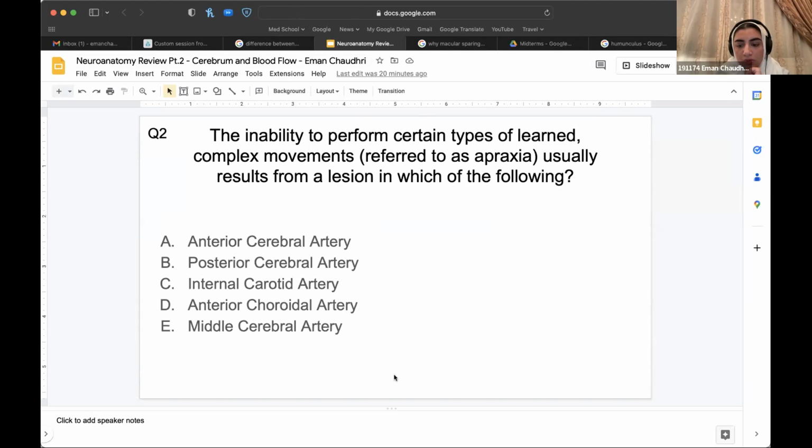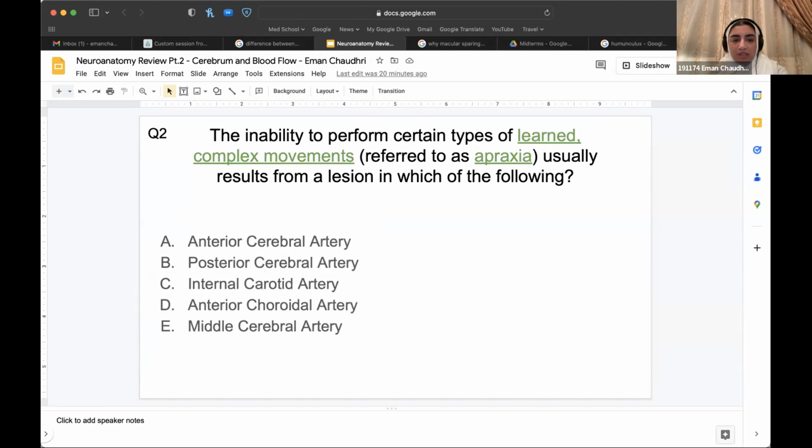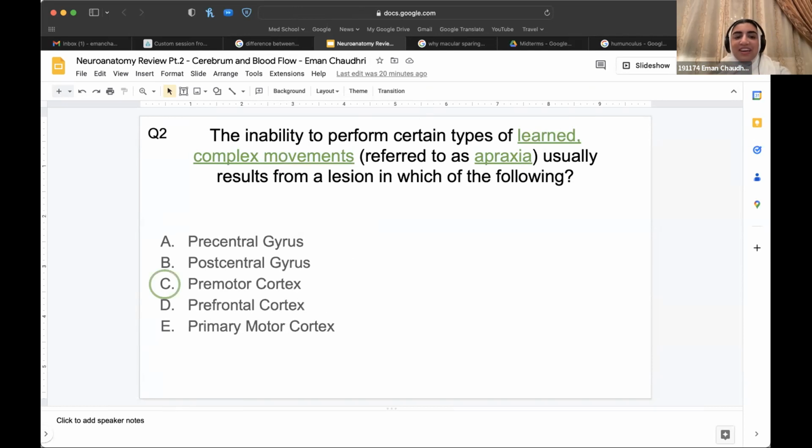No, so we'll look at the answer. So learned complex movements, apraxia. Oh, sorry, I'm so sorry. When I was editing this, I didn't edit it properly. So, is it precentral, postcentral, premotor, prefrontal, or primary motor cortex? I know the answer is there, but if you had not known, what would you have said? Definitely C, probably, because it's given right there. But to review basically what each of these mean, and I'm so sorry for that.